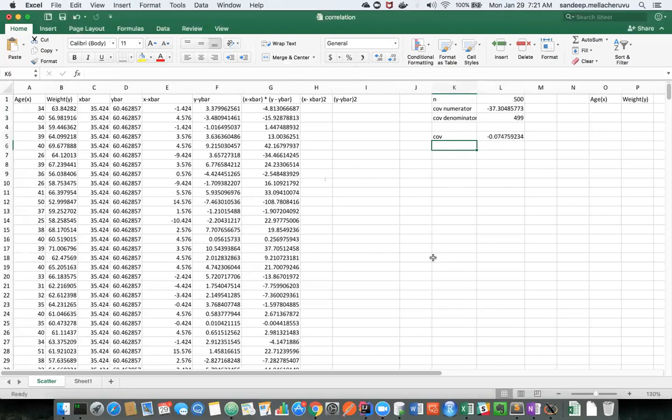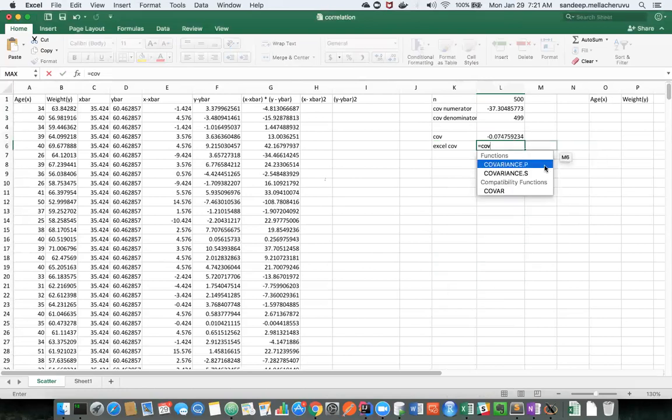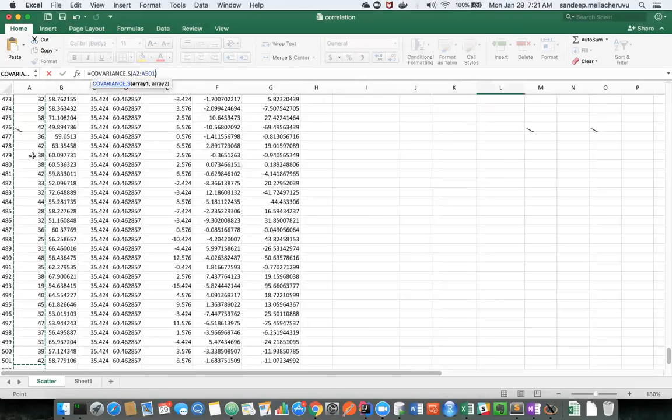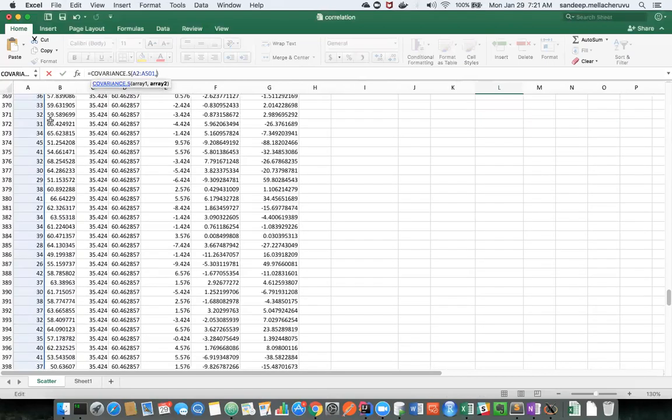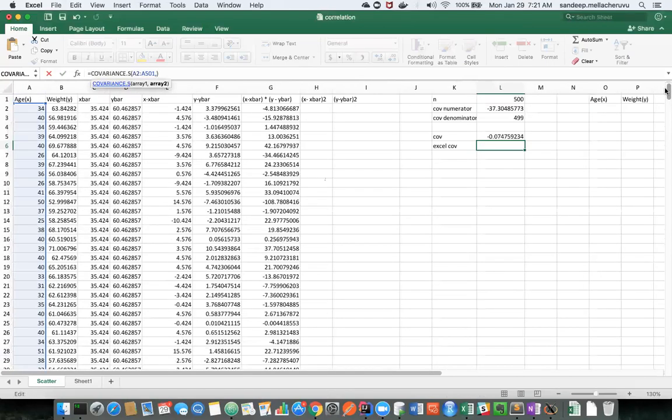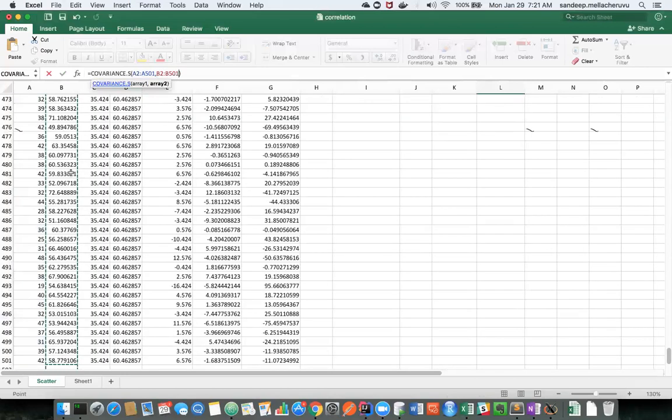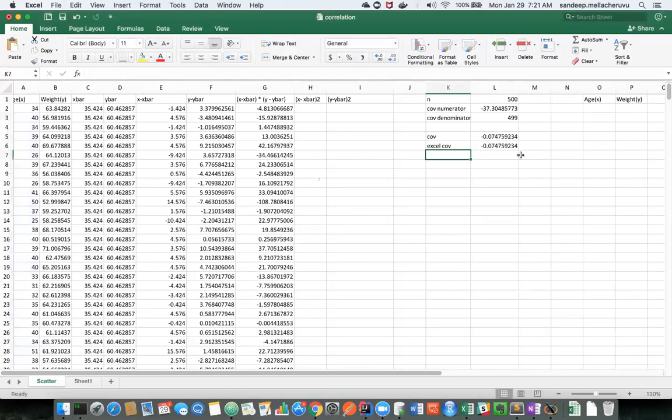Yes. Okay, before that, let's see the Excel covariance. I'm just trying to use the covariance formula of Excel. COVARIANCE.S: the first variable you give as an array, then a comma, and you select the second variable as an array. When you give this, you should see the same covariance. It means that we are doing it correctly.